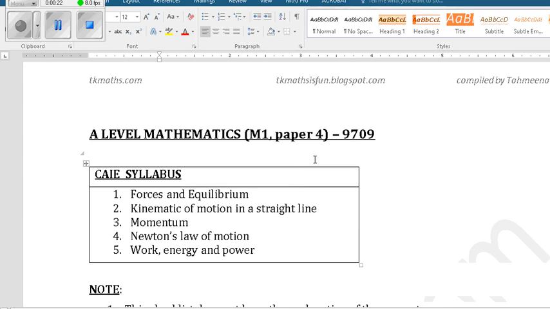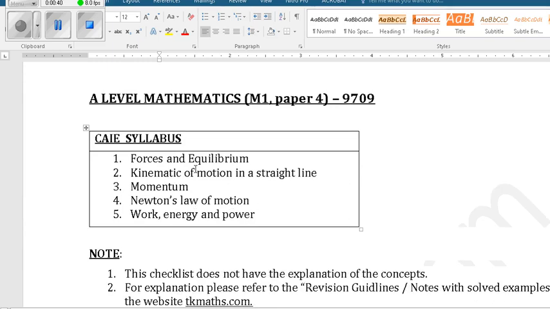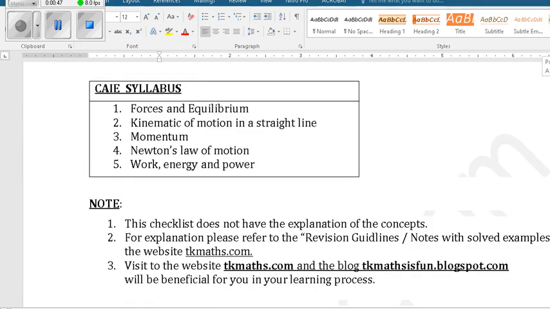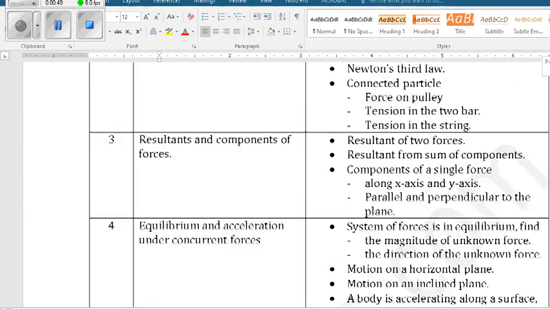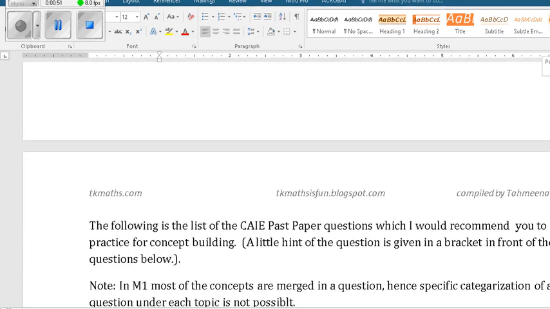First of all, it is paper 4, M1, and 9709 is the code. In the syllabus, you have 5 major concepts. You might have noticed that in M1, most of the time concepts are merged, like forces, which are applied in almost everything. And besides what concepts you need to revise in each, I have given at the bottom the list of the questions. Let me show you.